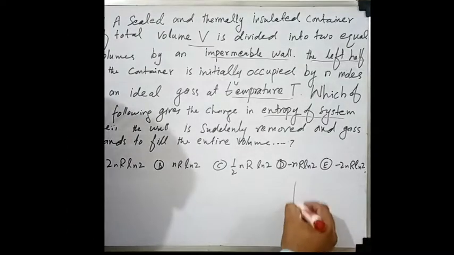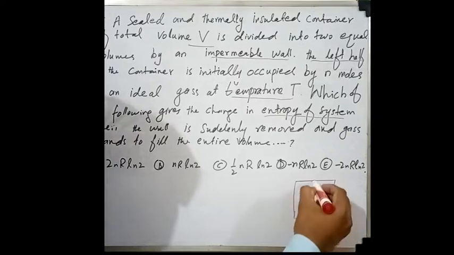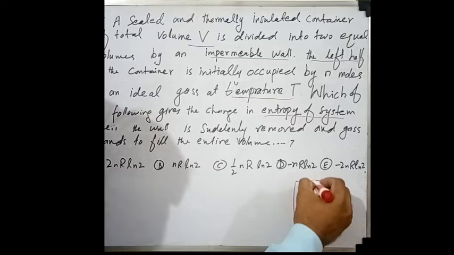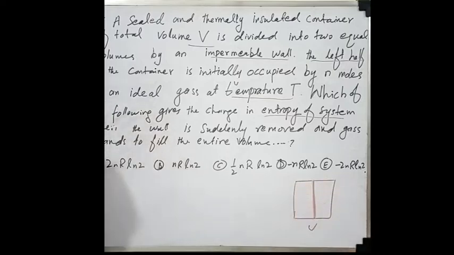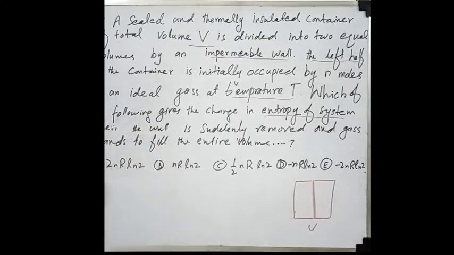We have a box with total volume V, and there is an impermeable wall inside this box at half. This wall divides the box into two equal volumes. One volume is filled with a gas having n moles.